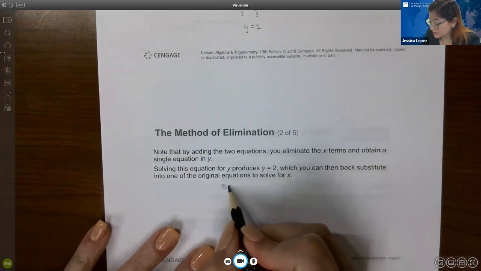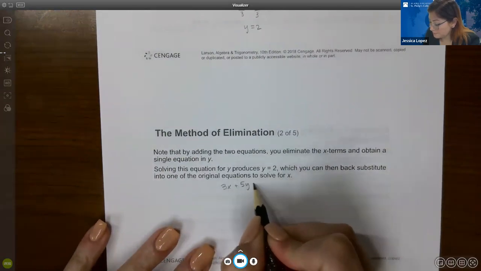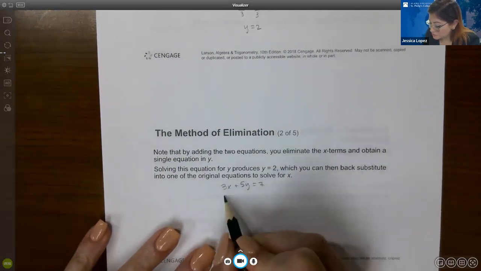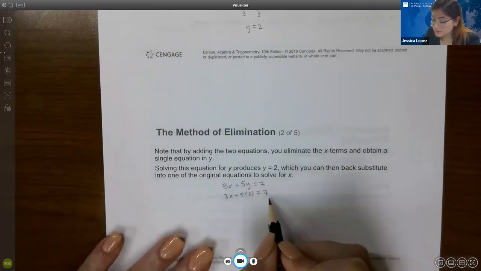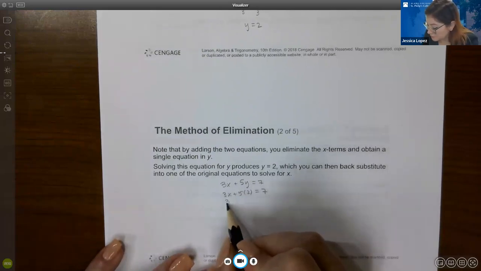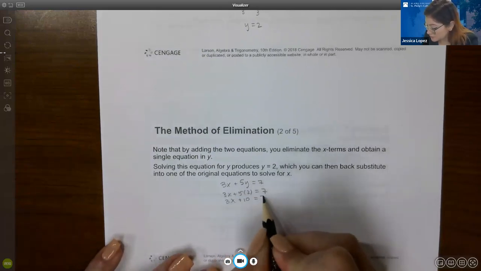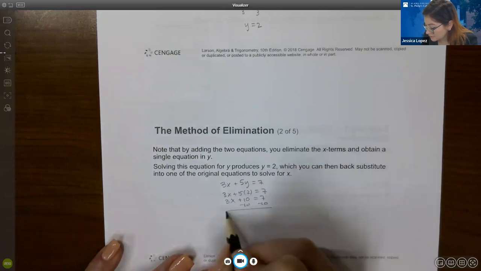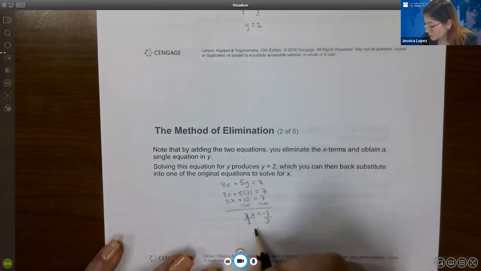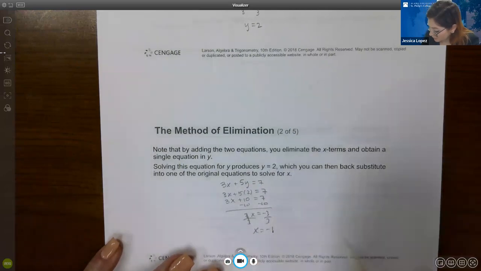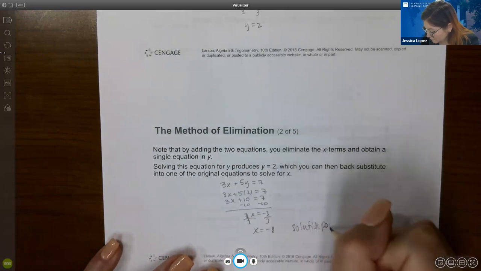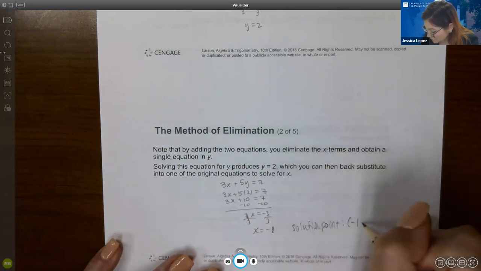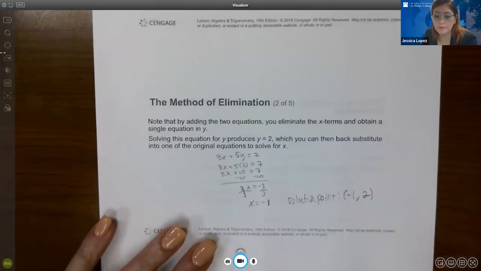So for instance, I could take that equation 1 and then plug in the 2 there for y. And I should be able to solve for x because x is the only variable in this problem now. So if I do this, then I would subtract 10, then I would get negative 3, I would divide by 3 and I'd get negative 1. And so then the solution point would be negative 1 for x, and then that 2 for y, okay?